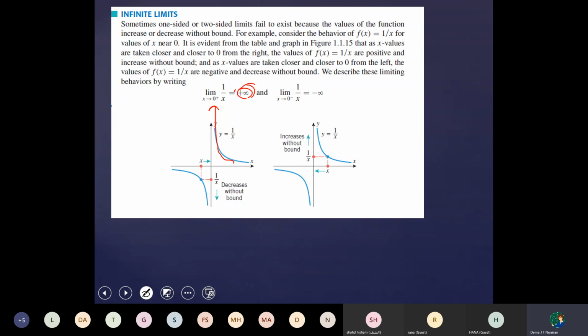But if you look at the limit of 1 over x when x approaches 0, now from the left. Here we have 0. 0 from the left, I mean here. Now, since the curve doesn't touch the axis, I will not say a point. It makes the axis like an asymptote.